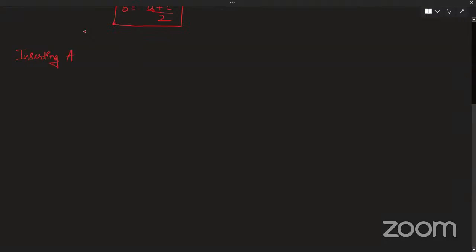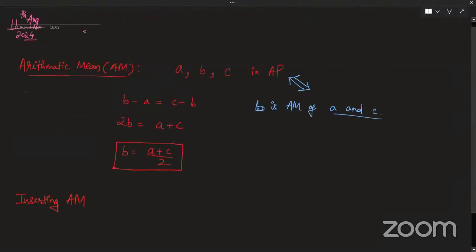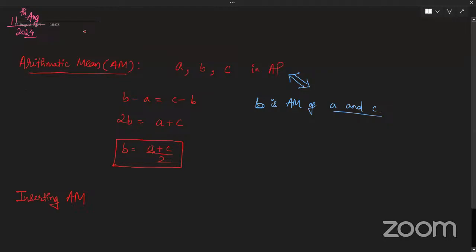Sir, can you explain arithmetic mean once again? Yeah, sure. Which part? From here, yes, sir.